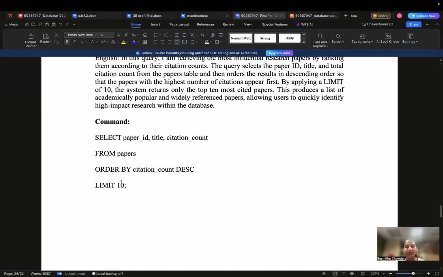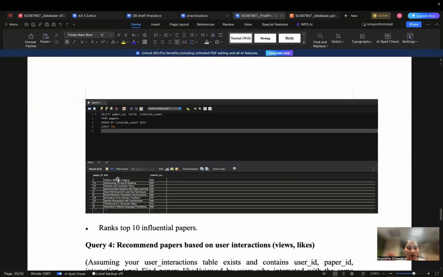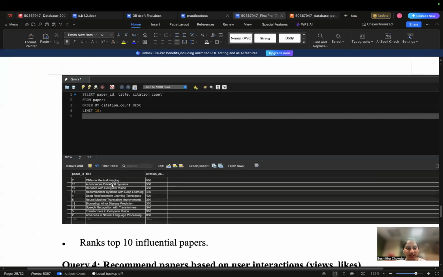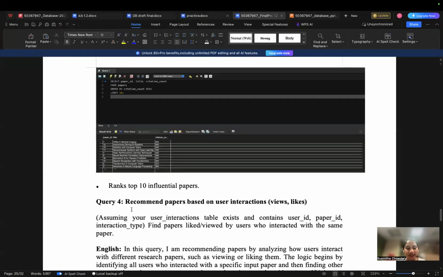I have used a limit of 10 so that I can just retrieve the top 10 influential papers here. You can see the query, and I've got the top 10 influential papers here.